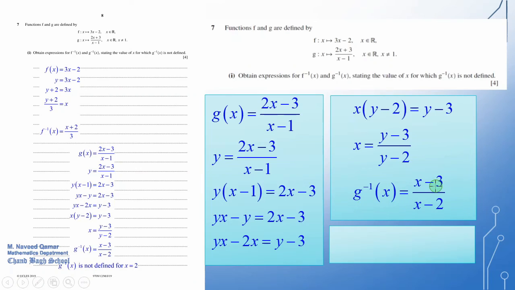g inverse of x is not defined where its denominator is 0. So x minus 2 should not be equal to 0, means x should not be equal to 2. So g inverse of x is not defined for x is equal to 2.